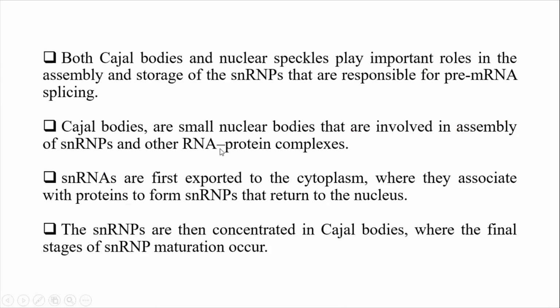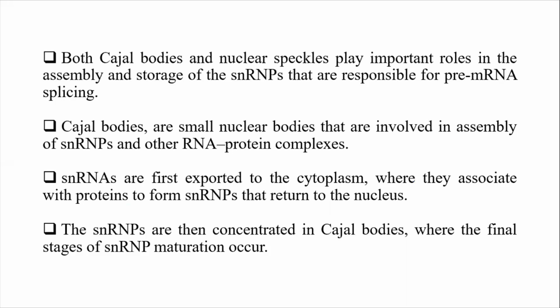Now, Cajal bodies are small nuclear bodies involved in assembly of snRNPs and other RNA protein complexes. So the RNAs are first exported to the cytoplasm, where they associate with the proteins, they form the snRNP, and then they come back to the nucleus. Now, why? Because they are the RNA plus protein complex which helps in the formation of the spliceosome. Where is the spliceosome needed? For the intron splicing. Where will introns be present? In your RNA, which is present in the nucleus.